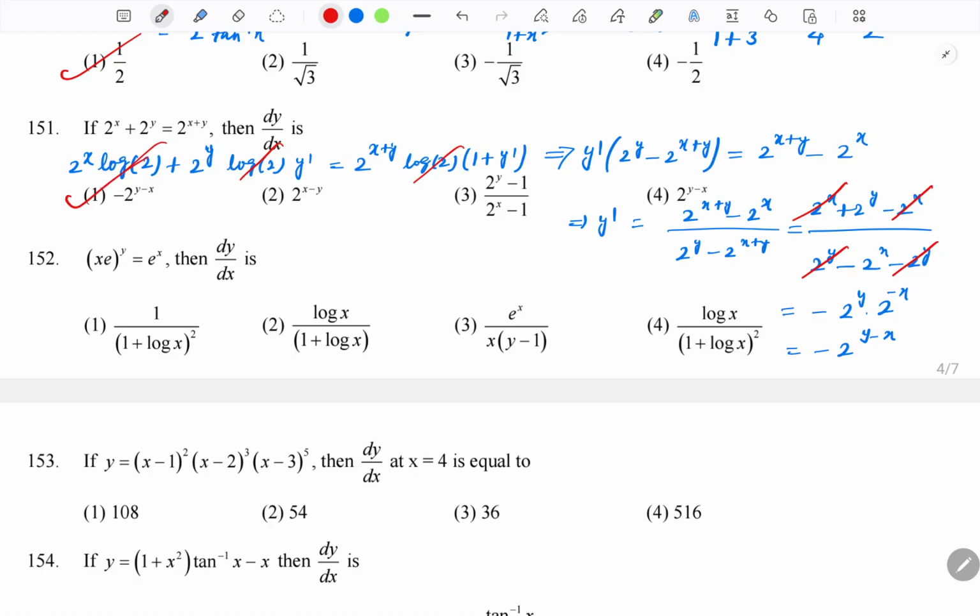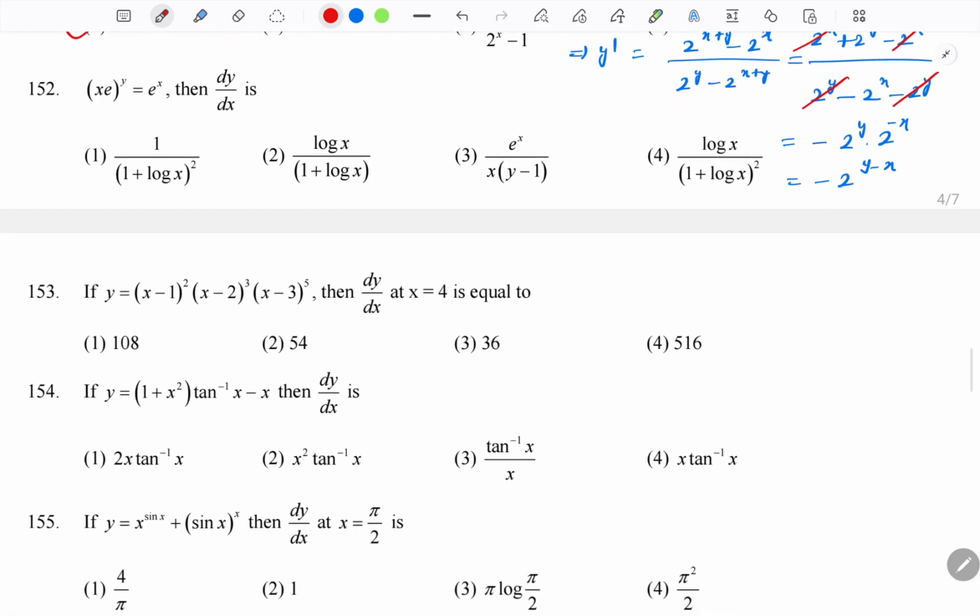Next question. This is also a very easy question, right? We already did this type of problem. It looks like variable power variable, so take log on both sides. That is the first trick here. If I take log on both sides, then log a power b I can directly write as b log a: y log x equals x times log e. Understood this step?